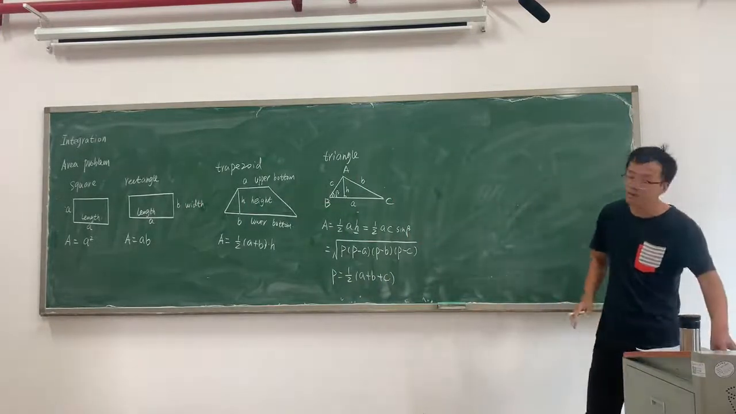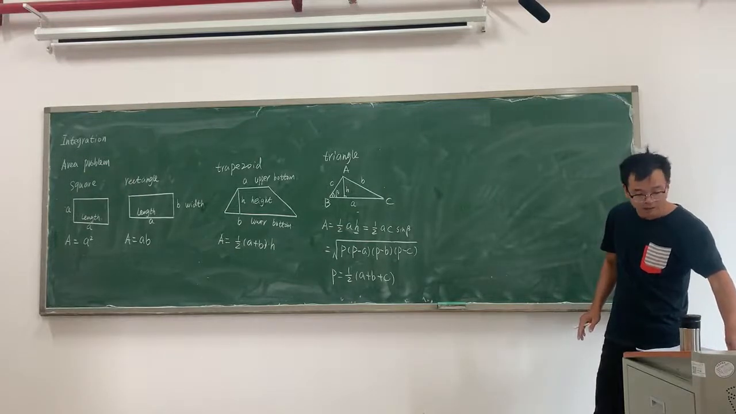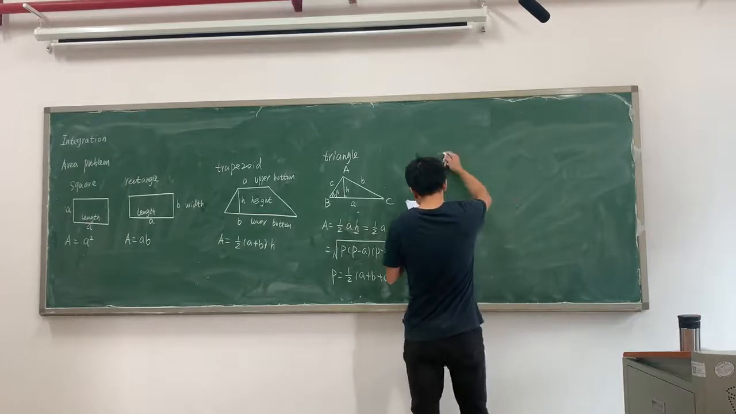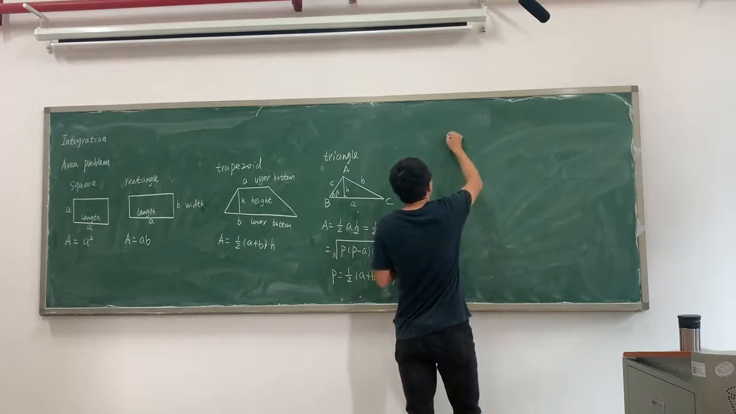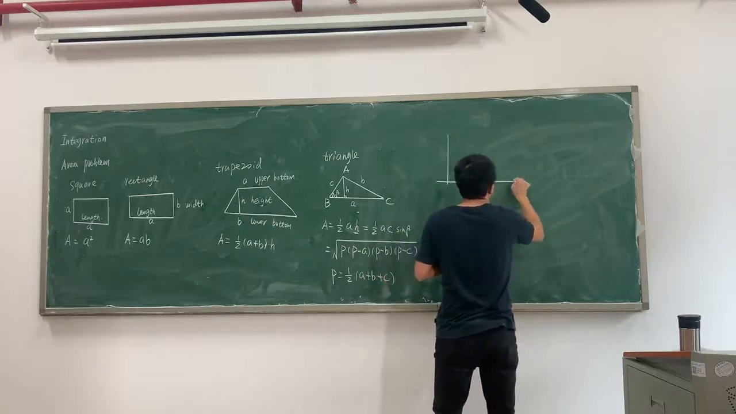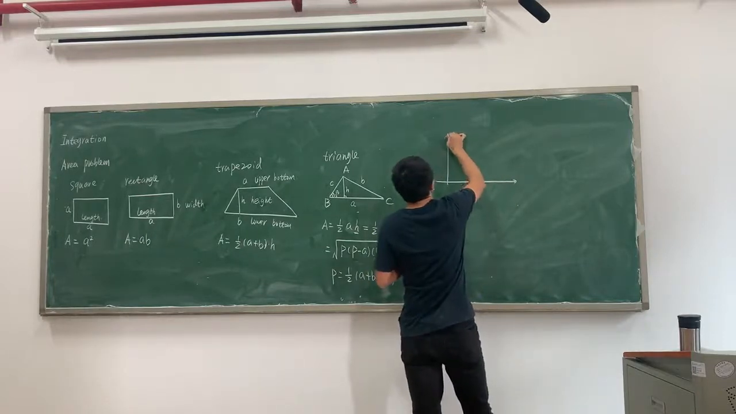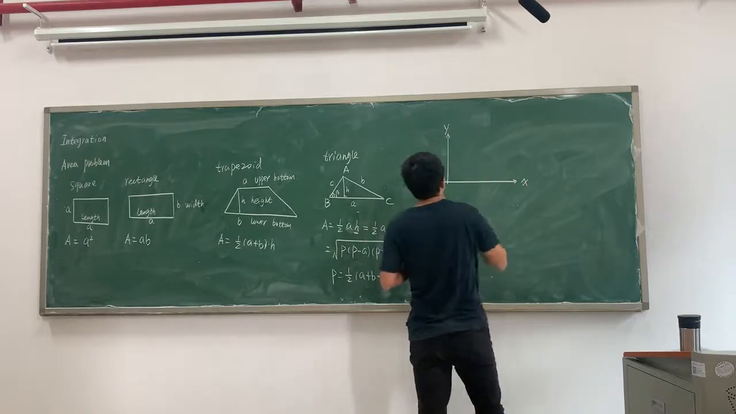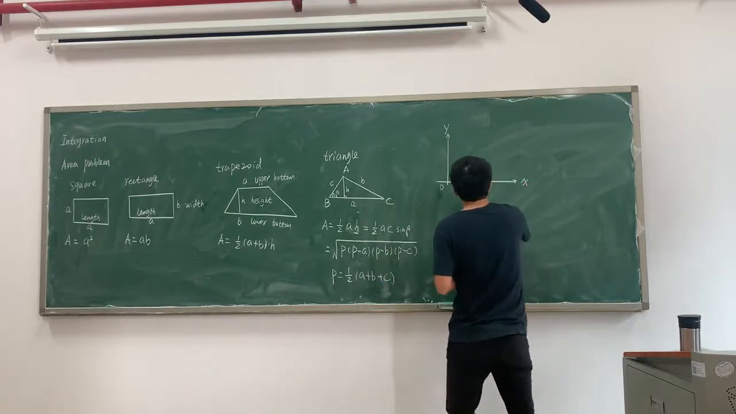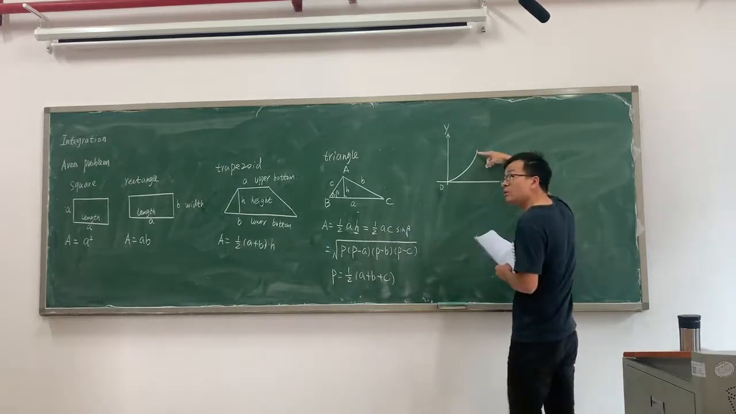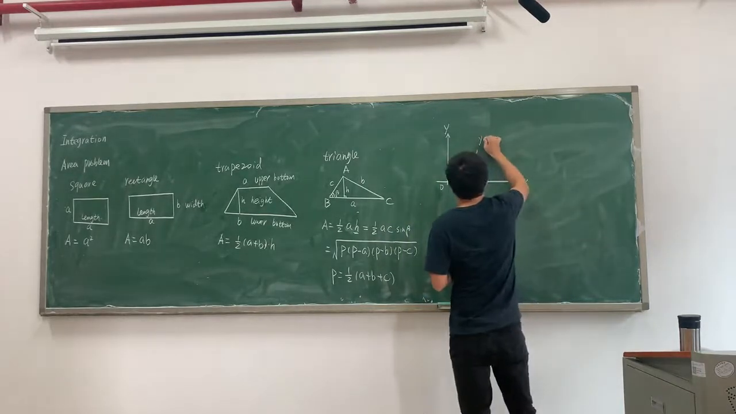This is the area of some graph. But now if I give you a function, for example, here is x, here is the origin, here is y. So I give you a function. Here is a graph, y equal to x squared.